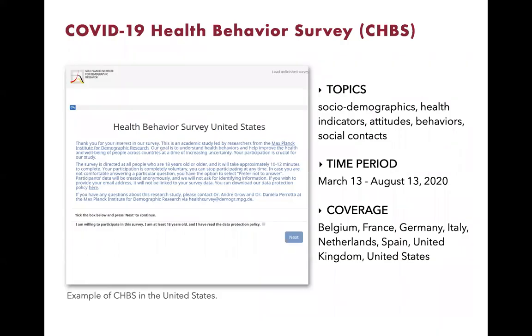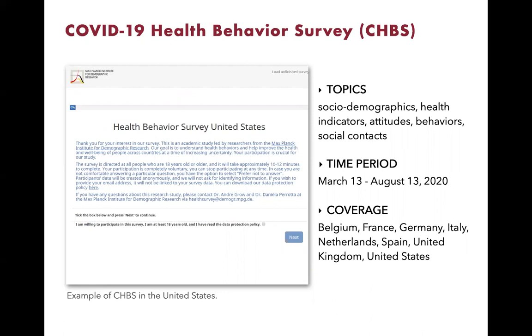So the data collection is based on this COVID-19 Health Behavior Survey, which is a cross-national online survey that we conducted continuously since March 13, 2020, in a total of 8 countries: Belgium, France, Germany, Italy, Netherlands, Spain, United Kingdom, United States. We designed the survey to cover several topics, including the socio-demographic characteristics of respondents, health indicators, social contacts, behaviors and attitudes related to COVID-19.